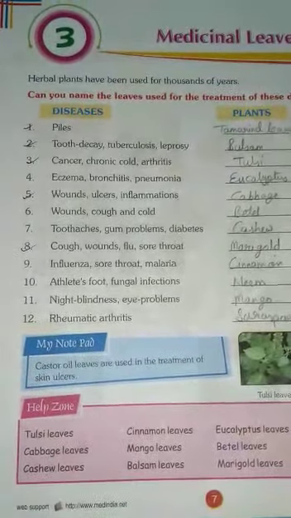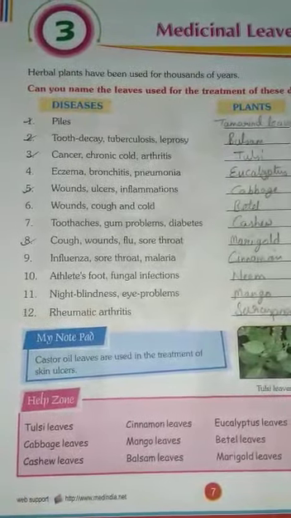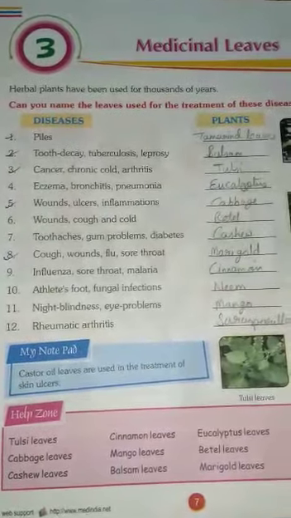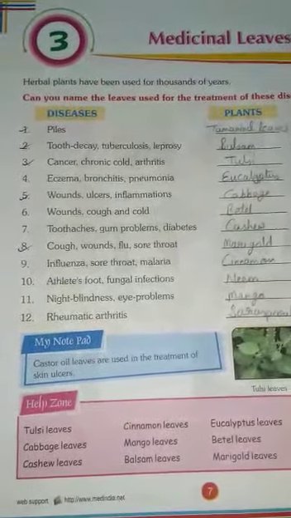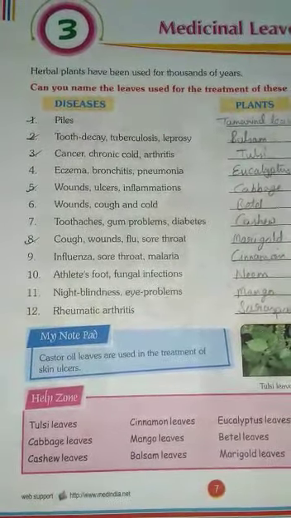Cinnamon. Now tenth is athlete's foot, fungal infection. Which plant will be used? Neem. And eleventh one is night blindness, eye problem. Which plant? Mango. Rheumatic arthritis. In this, which plant will be used? Sarsaparilla. Now clear, all students?